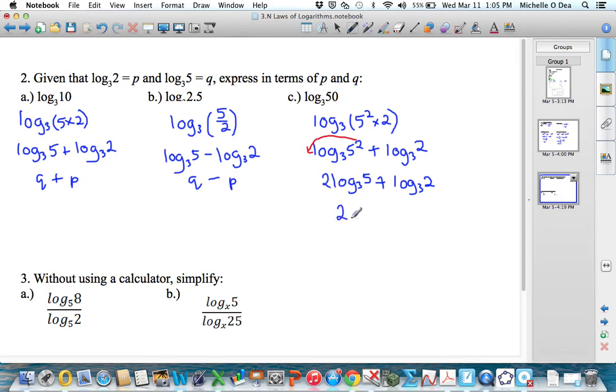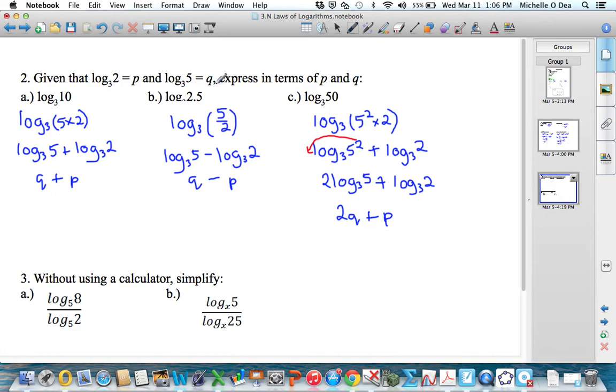The 2 can just stay there. So it's 2 lots of q plus 1 lot of p. So it's okay to have constants at the front of the p and q. That doesn't matter, as long as we just have it in terms of p and q. So that's that type of question.